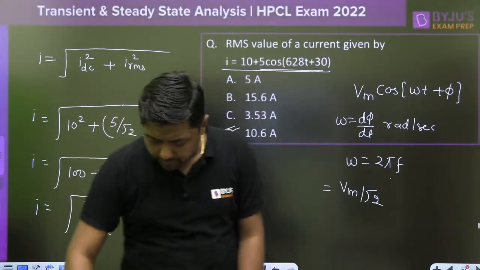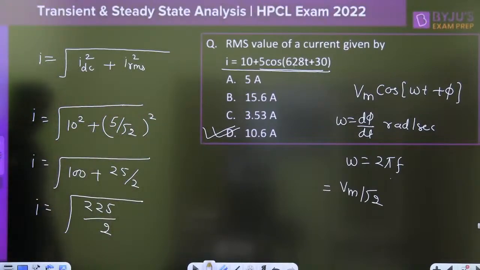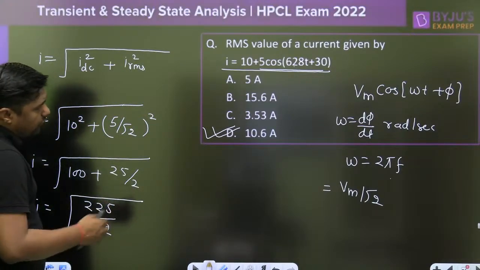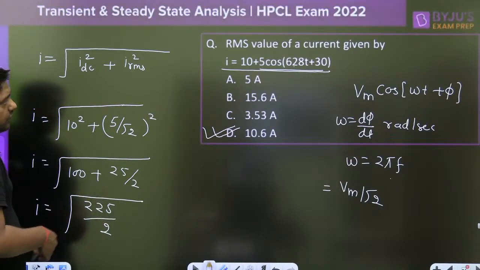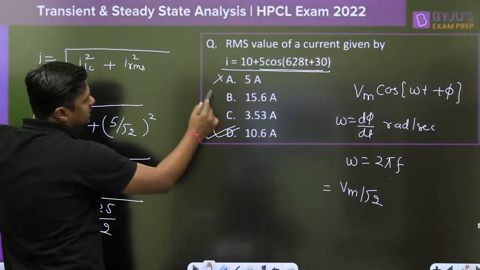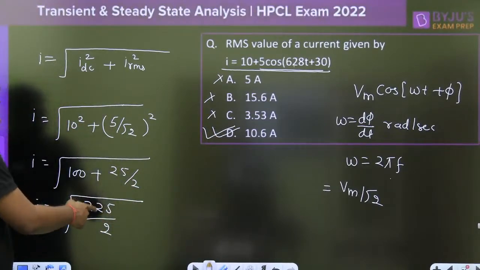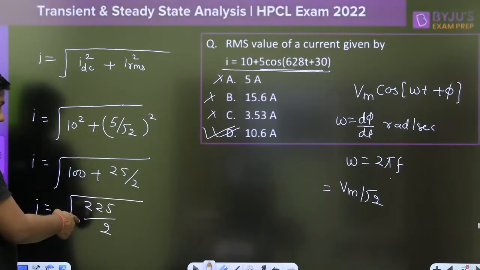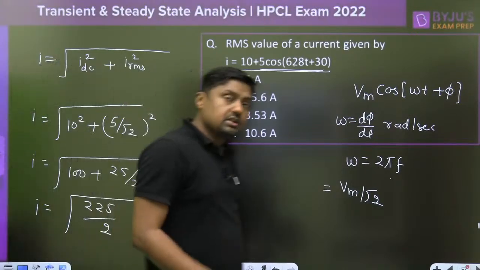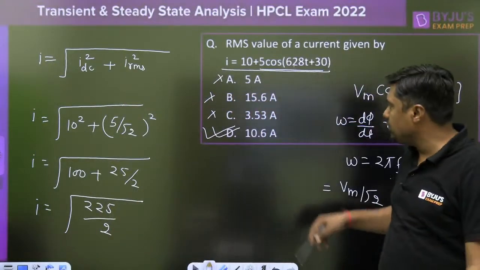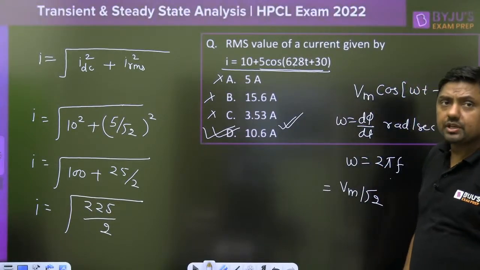No need to calculate, my dear. If suppose in the exam hall you are solving, then try to understand what is the root of 15 into 15, that is not possible because it is divided by 2. 5 into 5 is 25, it is not possible. And 225 divided by 2 is greater than 100. If it is greater than 100, then what is the root of 110? It is greater than that, so definitely the value is 10.6. Remember that.